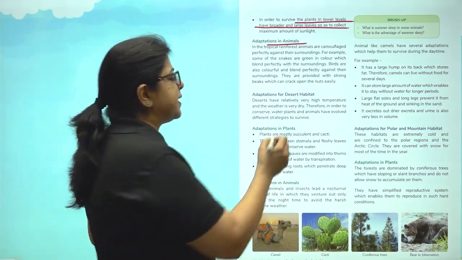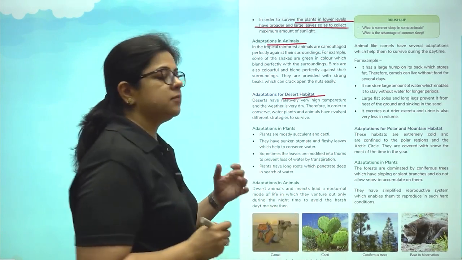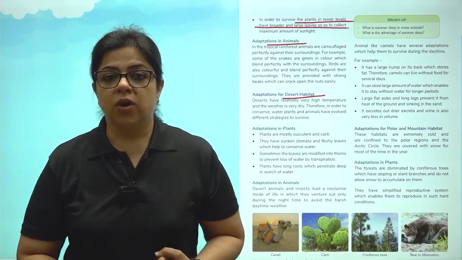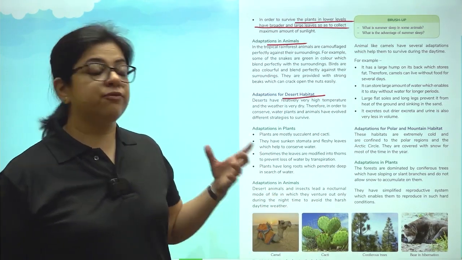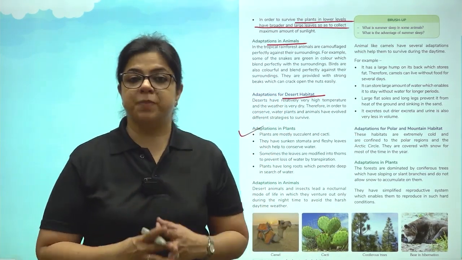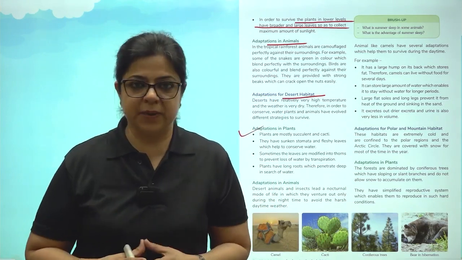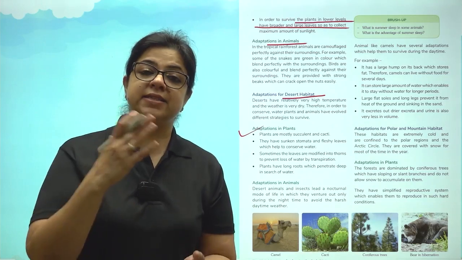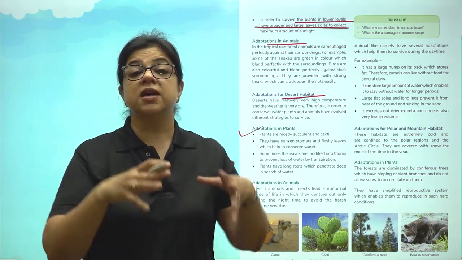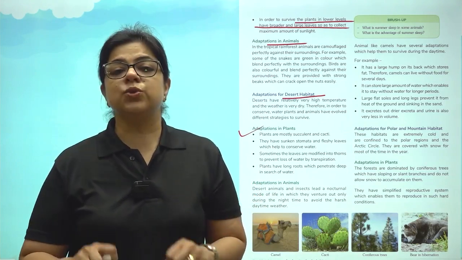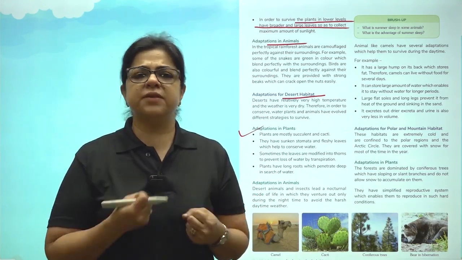Children, coming to the desert habitat, very high temperature, very little amount of water. So we know the example of cactus. We know that the leaves are reduced to spines to reduce transpiration. The stem is enlarged in size. The stem conducts photosynthesis. The roots go very deep inside the soil so that they can capture whatever water is available.